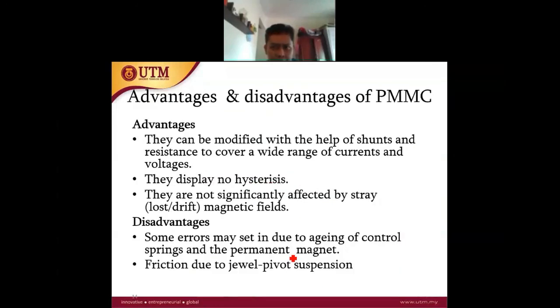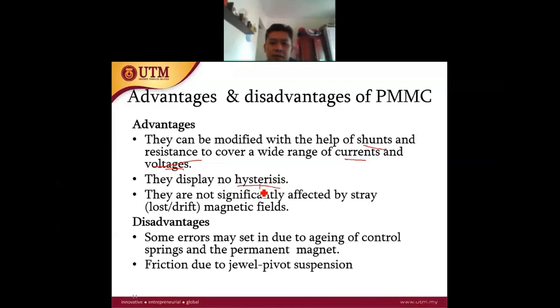So these are the advantages of PMMC. PMMC can be modified with the help of a shunt resistor into a current or voltage device. They display no hysteresis.